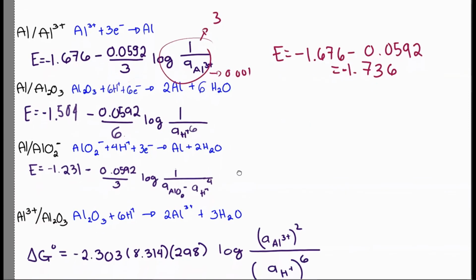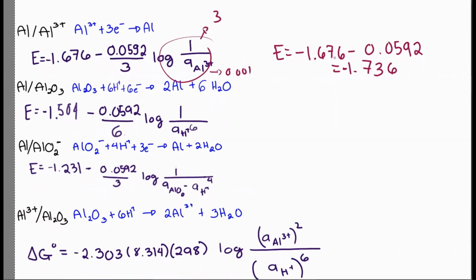Now let's look at something that has no H plus. So dito, E is equal to negative 1.736. Wala kang variation with pH. We expect this will become a horizontal line.